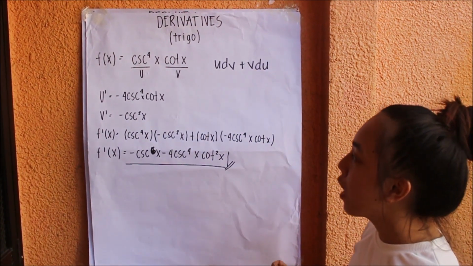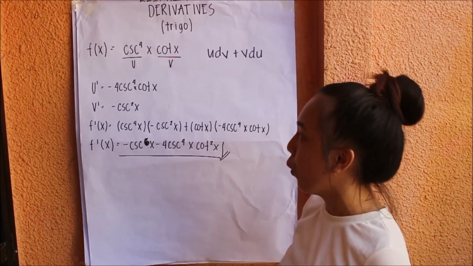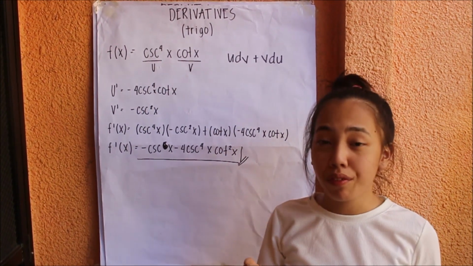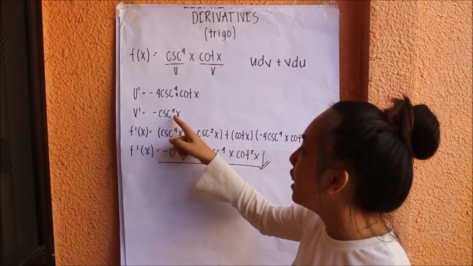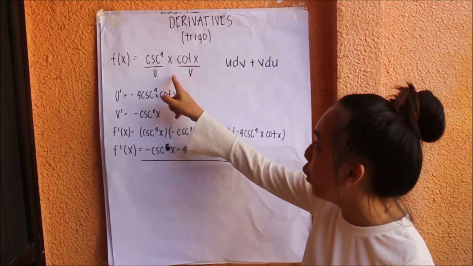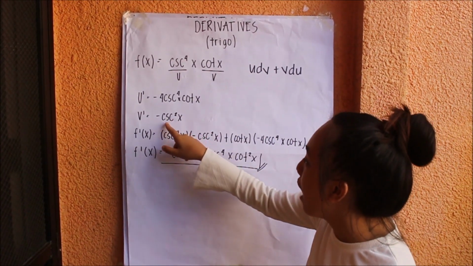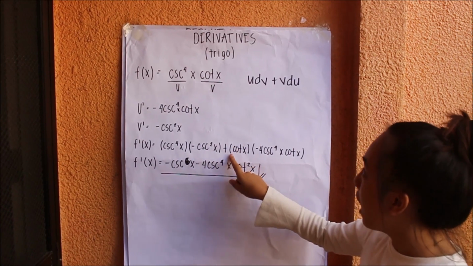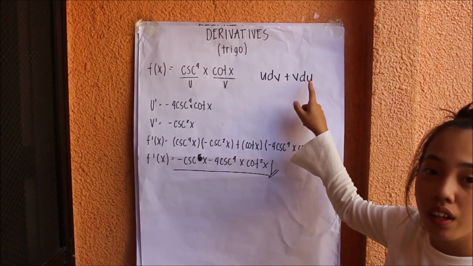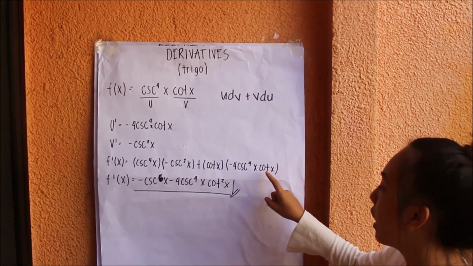First step is we have to identify the derivative of u. We have negative 4 cosecant to the power of 4x cotangent x. And the derivative of v, we have negative cosecant squared x. And then we are going to follow the formula. We have u, cosecant to the power of 4x, times the derivative of v, negative cosecant squared x, plus the v, cotangent x, times the derivative of u, negative 4 cosecant to the power of 4x cotangent x.